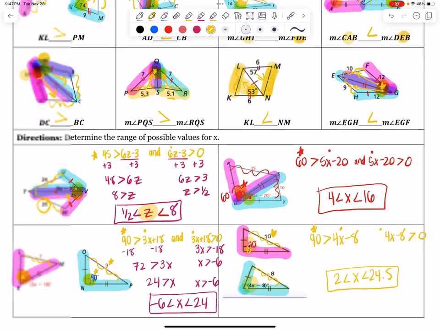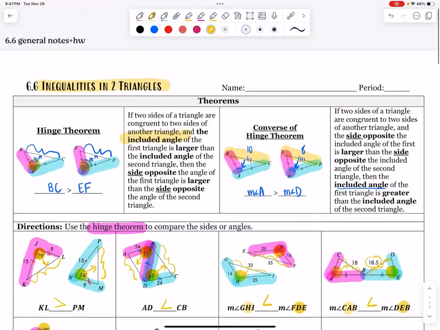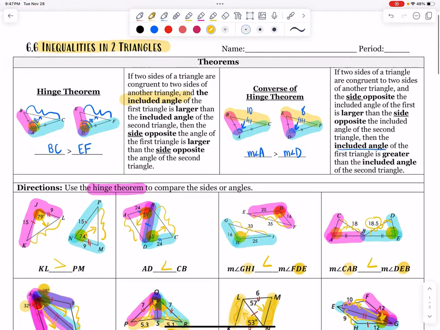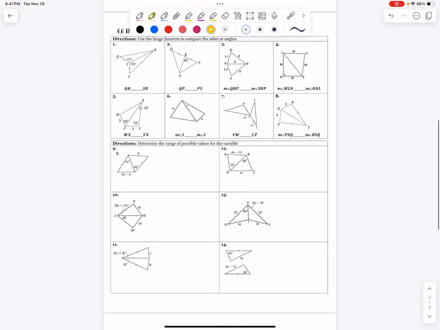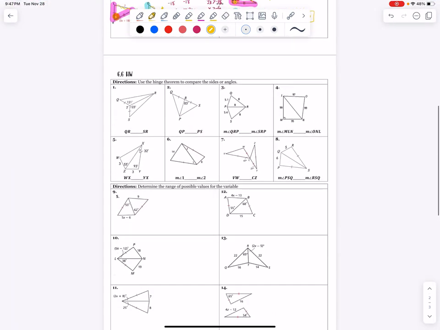So I hope that helped. That's the hinge theorem and making inequalities in two triangles. And so your assignment is going to be on the back. This is your 6.6 homework. So try those problems and we will check them in class.